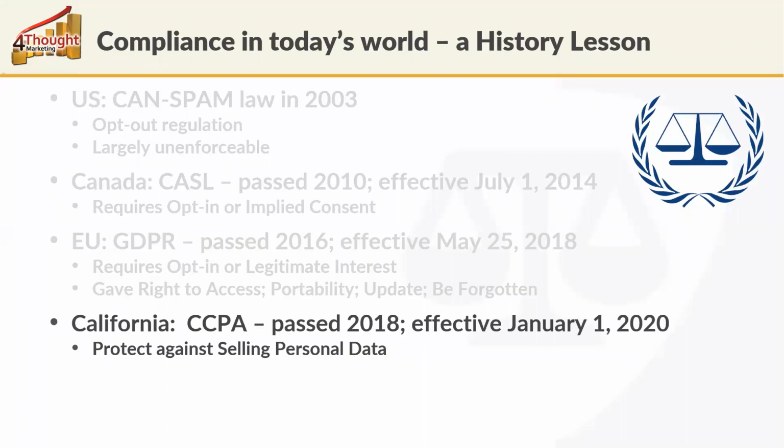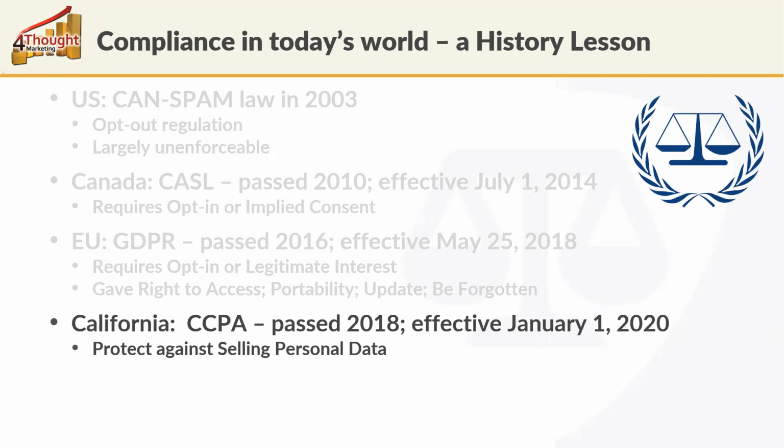The most current law that was passed was in California, the California Consumer Privacy Act, CCPA, which went into effect this year. Originally it was going to start on January 1st. It was delayed until the 1st of July, actually. The major difference in the CCPA is protection against selling personal data. Interestingly, it did not change the opt-out component of CAN-SPAM. It does not take California into the opt-in world.